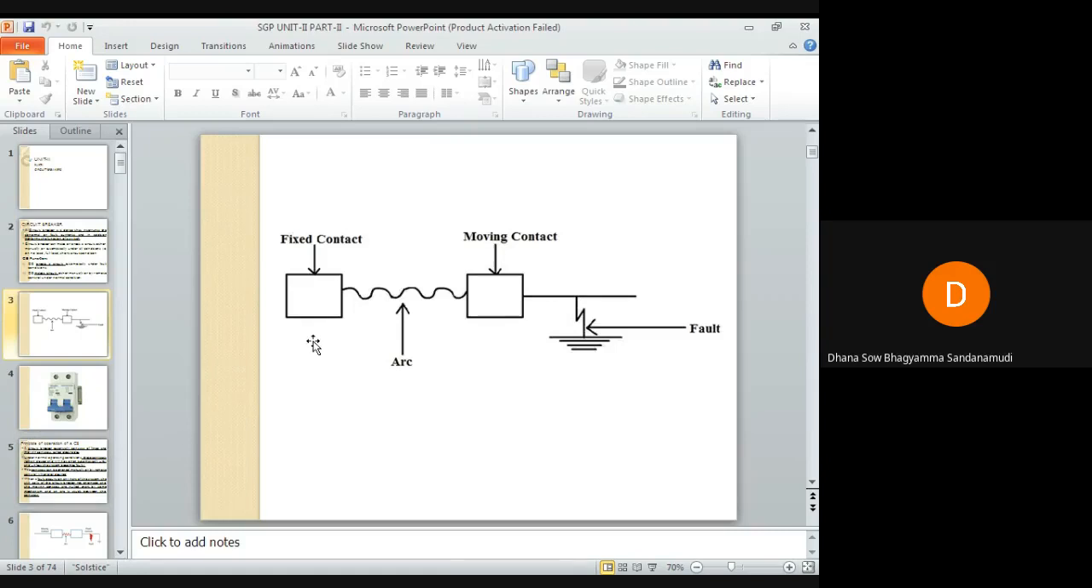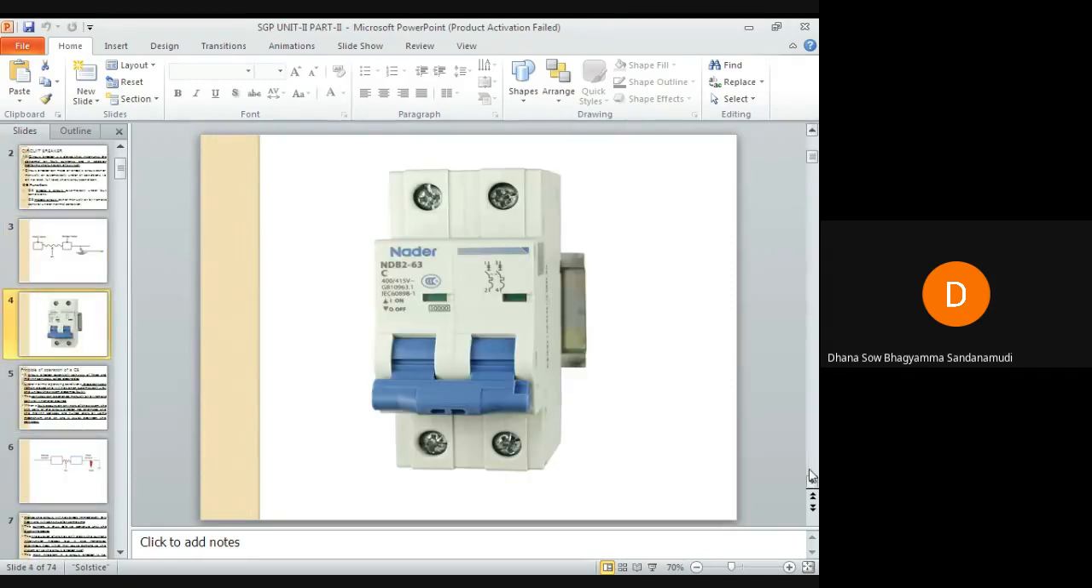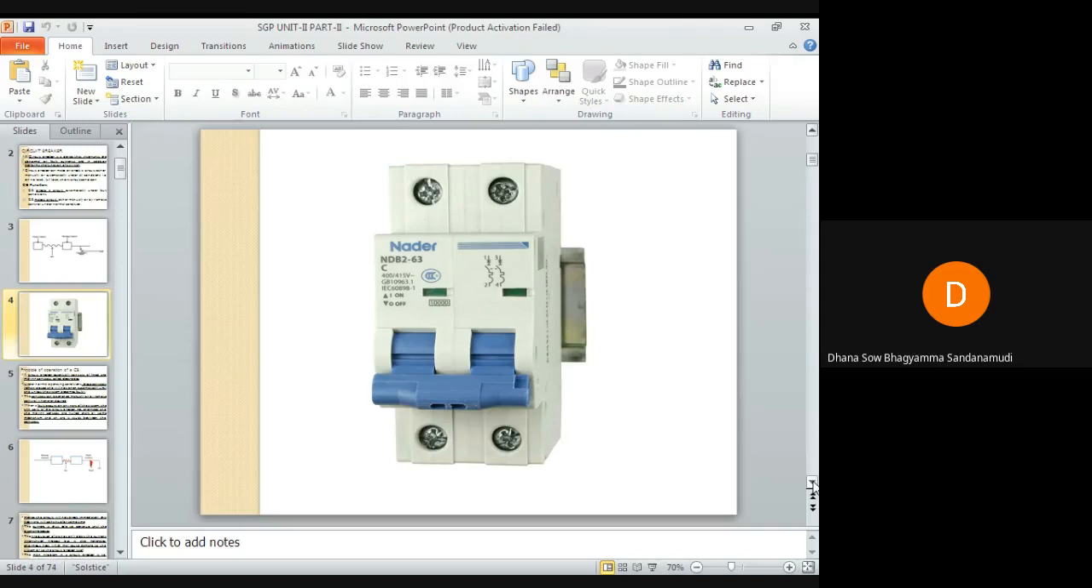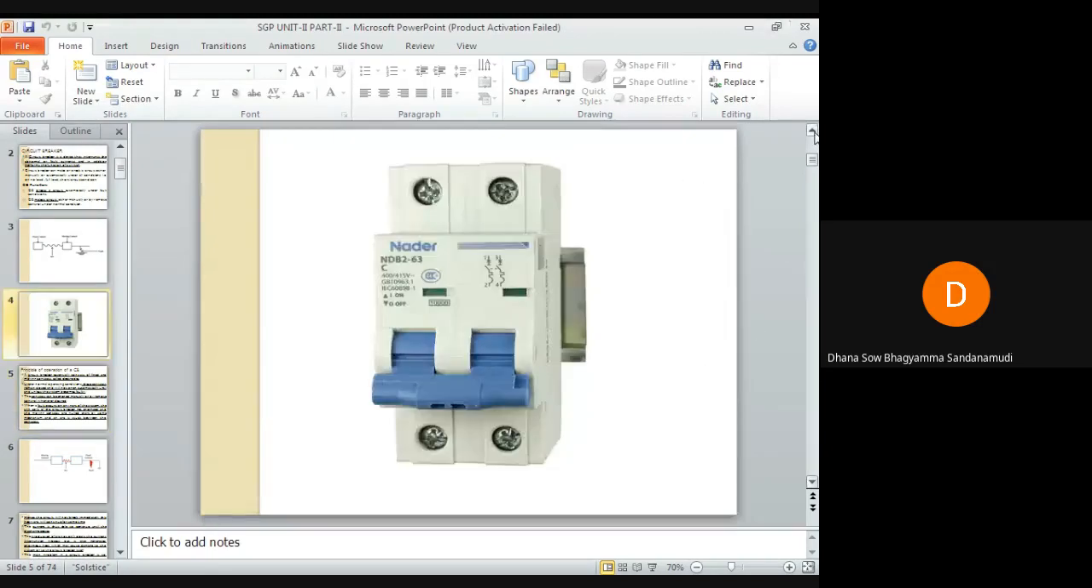A circuit breaker has two contacts. One is the fixed contact, the other one is the moving contact. Under normal operating condition, both the contacts of the circuit breaker will be in contact with each other. Under abnormal condition, the moving contact will automatically move away from the fixed contact. So this is a circuit breaker.